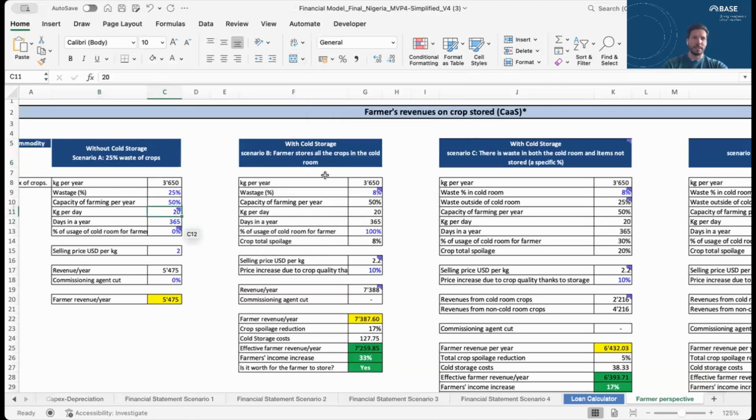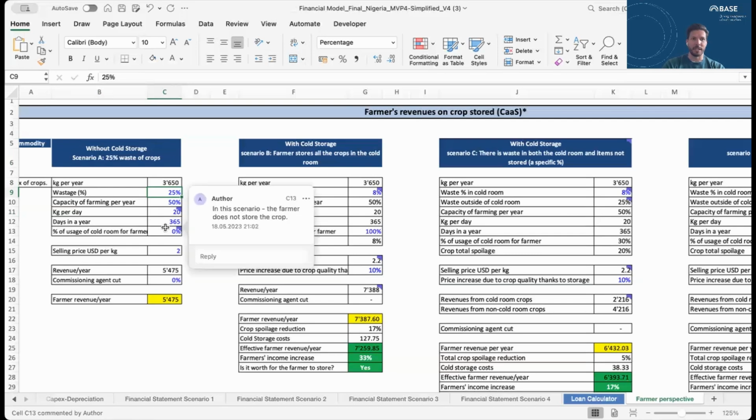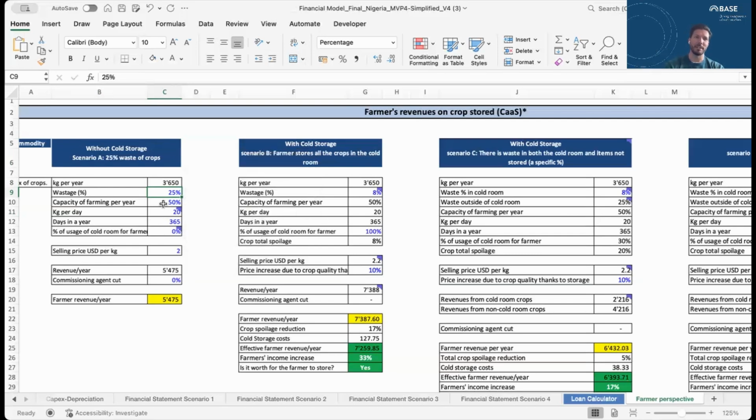So what we have here is we define the kilograms of production per year, and those are defined by the amount of wastage that the farmer has without cold room operation, the capacity of farming per year, the kilograms per day, the days in a year the farmer is active, and the percentage of usage of cold room by the farmer. Okay, and here we assume that the farmer has a capacity of 50% farming per year. Of course, you can adjust this. This has a value on the 365 days of operation per day.